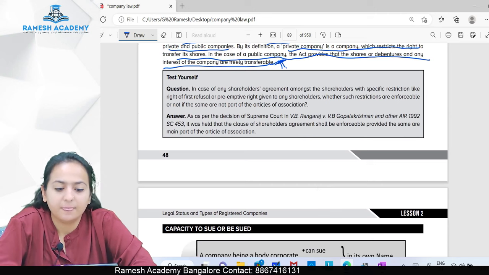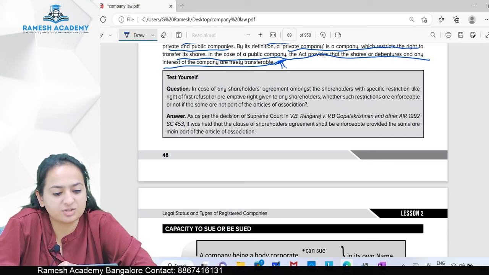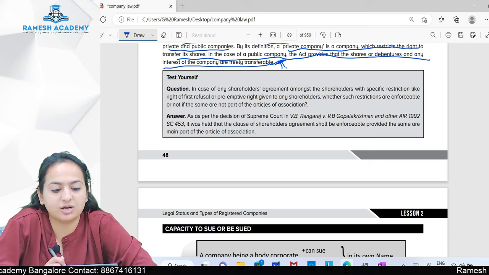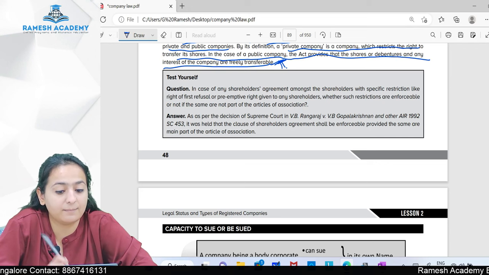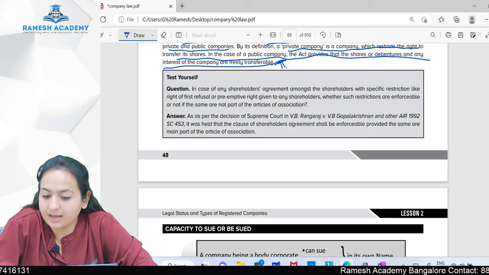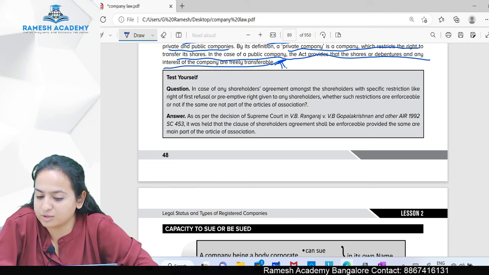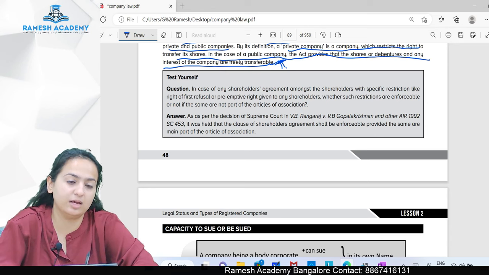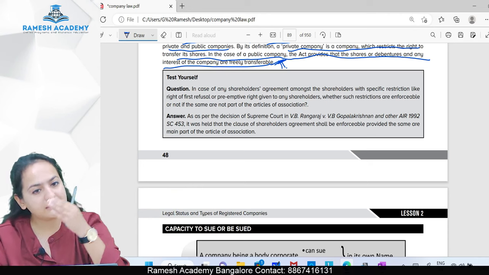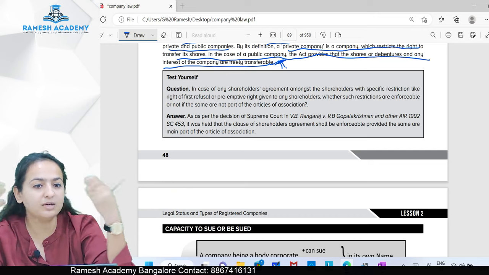Simple question: in case of a shareholders agreement with specific restrictions like right of refusal or preemptive right given to any shareholders, are such restrictions enforceable if they are not a part of the AOA? As per the Supreme Court judgment in Rangaraj versus Gopala Krishna and others, it was held that a clause of the shareholders agreement can be enforceable provided it is a part of the AOA. Now, the shareholders agreement is different, AOA is different. If it is a part of AOA, then refer to the shareholders agreement. If it is not part of AOA, then don't refer.